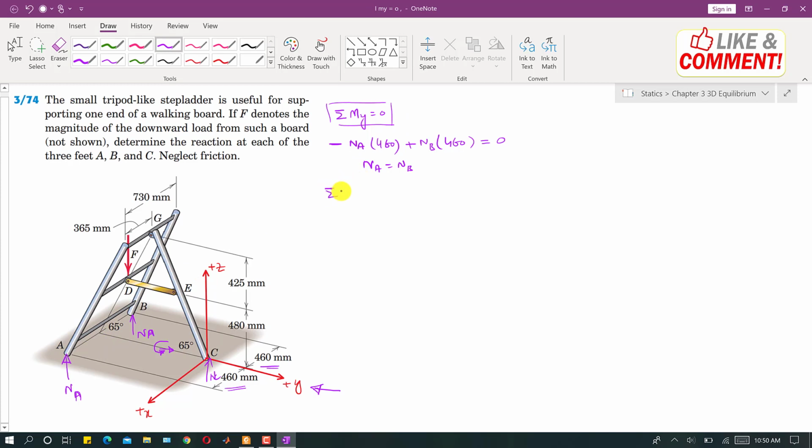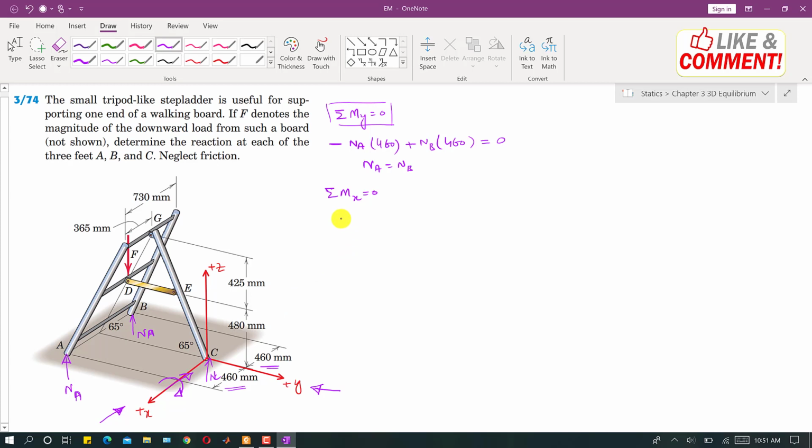Now I apply the summation of moment about the x-axis equals 0, right? Again the reaction at point C is passing through this x-axis, so it will not produce a moment about this x-axis. These 2 reactions and this force are producing the moment about this x-axis. So for that we have to observe these forces from this direction, right? And as we can see, NA is producing the moment about x in this direction, and if we curl our right hand fingers, the thumb will point in the negative x direction.